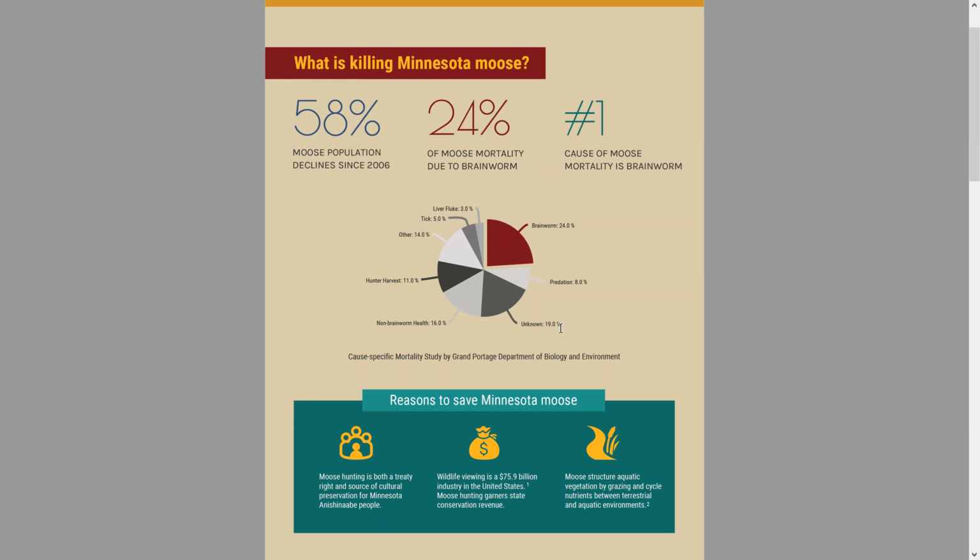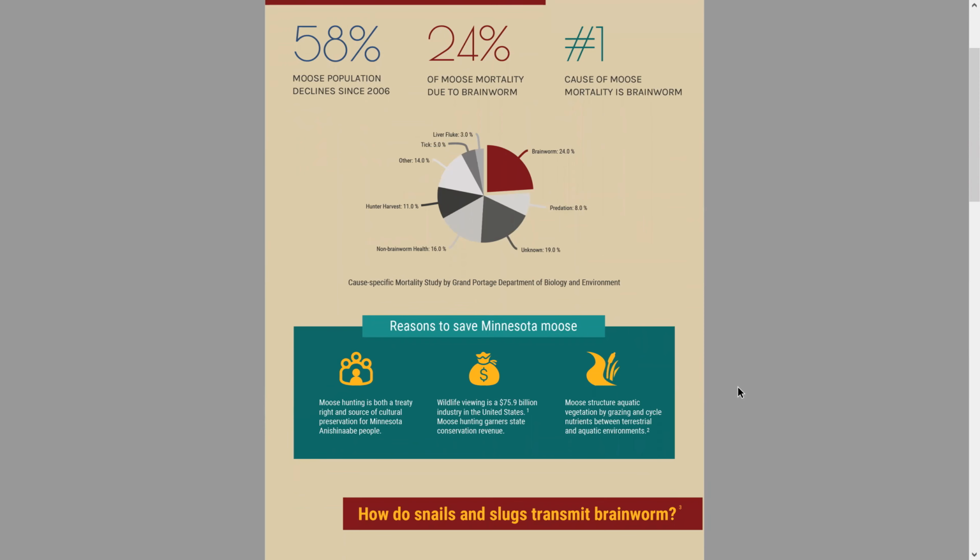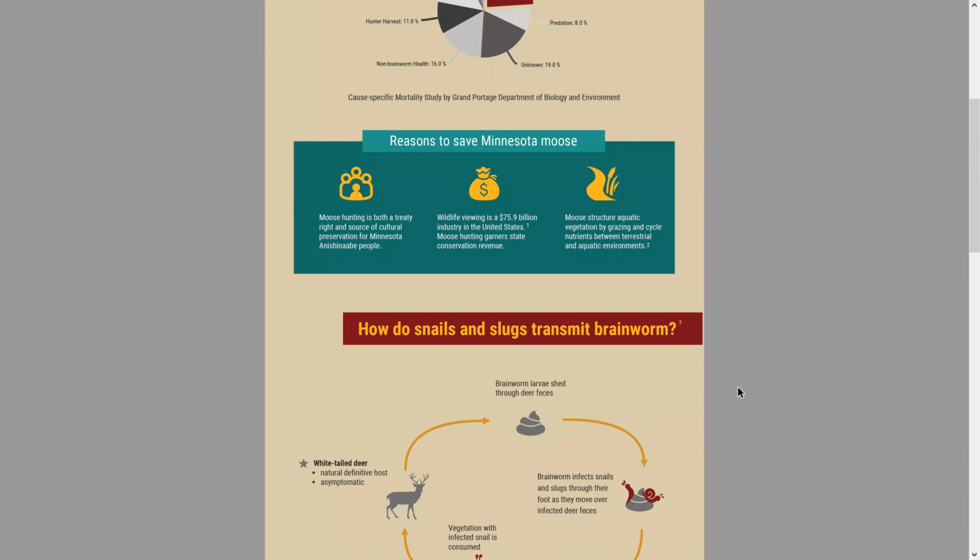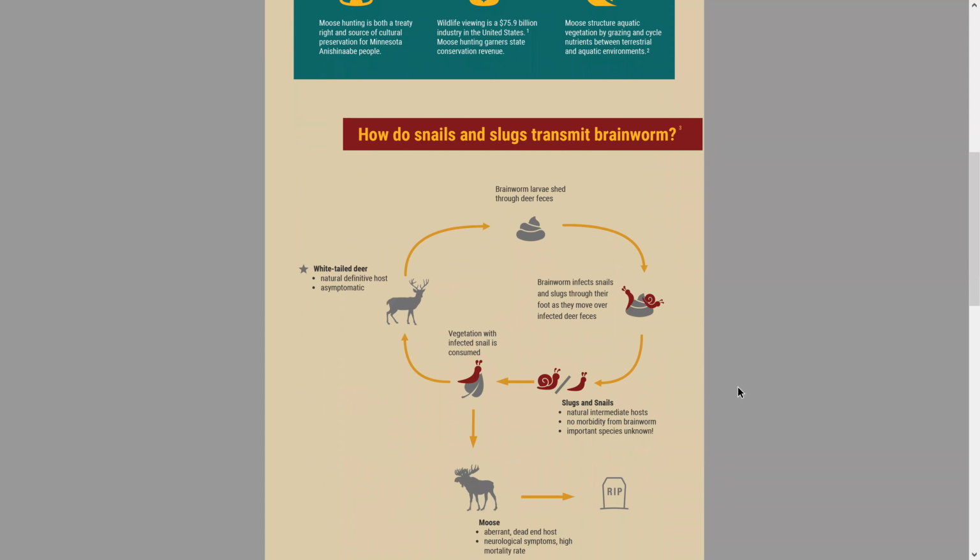Economically, tourists are drawn to rural Minnesota communities by the possibility of seeing moose, boosting these economies. From an ecosystem health perspective, moose grazing structures aquatic environments with cascading effects for other species that share that environment. So how does a snail or slug infect a moose with brainworm?